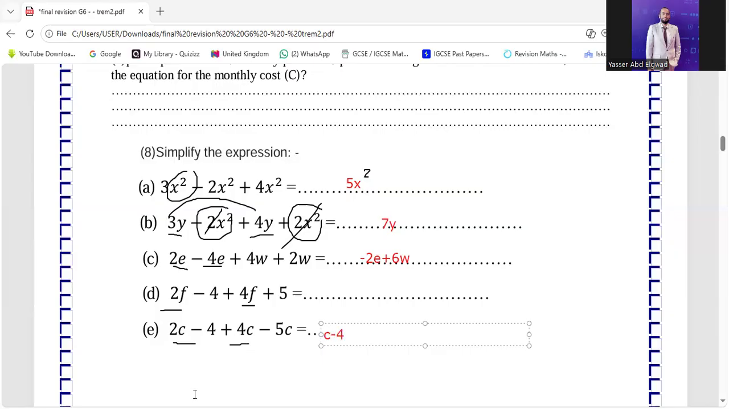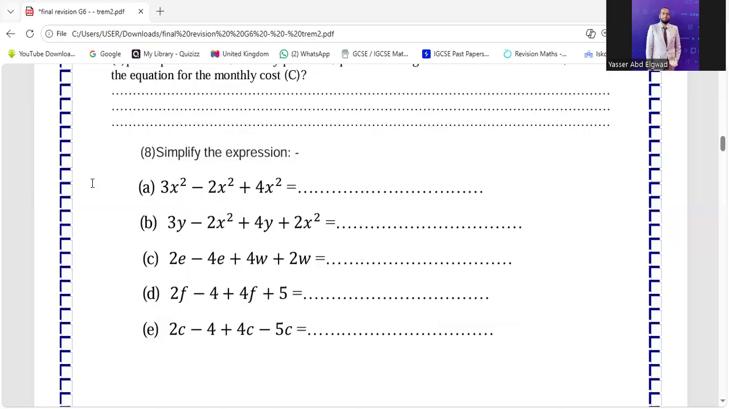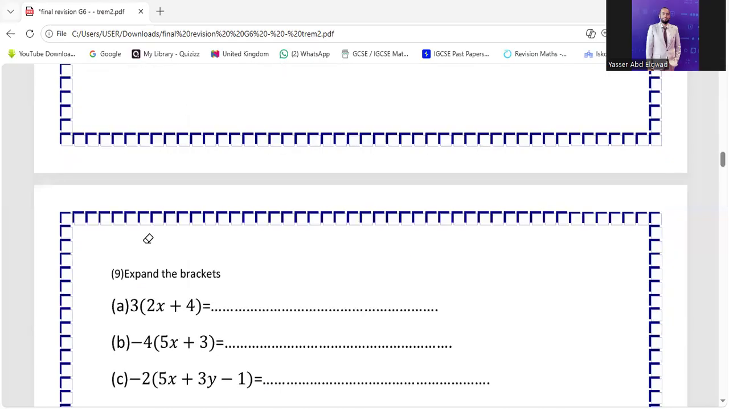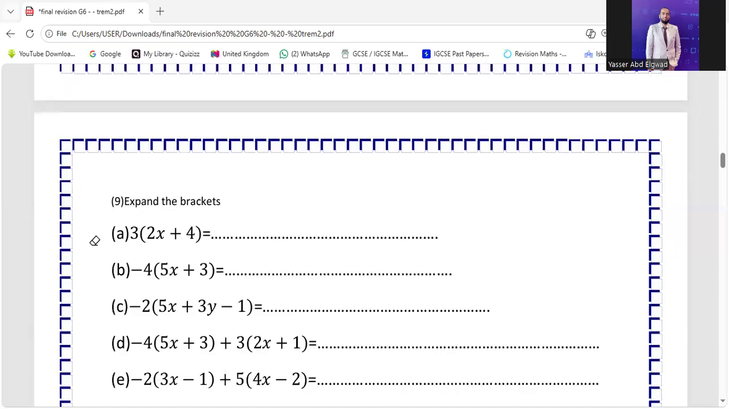The next one. Here is expand the bracket. What does it mean to expand? You just multiply. Multiply 3 inside the bracket, like this. 3 multiplied by 2 and put x the same. The answer is going to be 6x, 3 multiplied by 2, 6x, plus 3 multiplied by 4, 12.